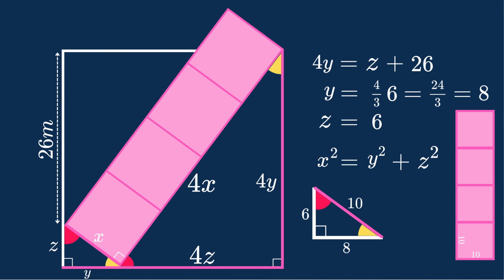And now that we know x, we can square it to find the area of one square, and times it by 4 to give us the area of the stick, giving us 10 times 10 times 4, so the area of the stick is 400 meters squared.